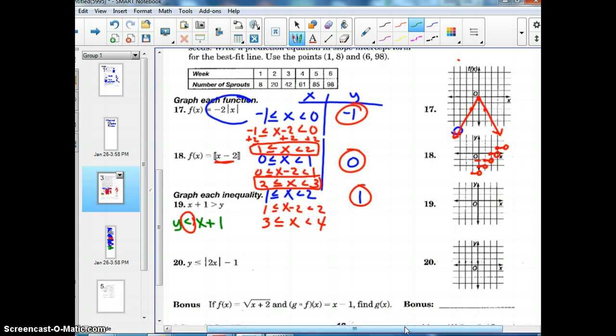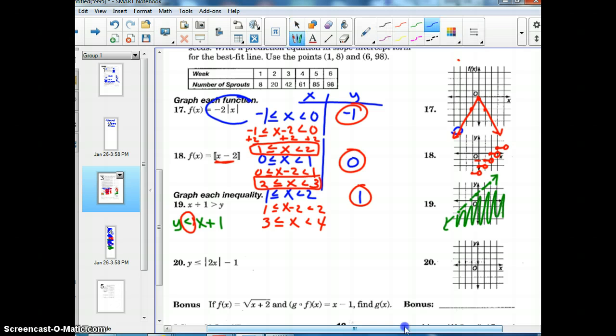I'm going to use slope-intercept, so find 1 on the y-axis, and the slope of 1 is up 1 and to the right 1. And I'll just fill in some points. And then I want a dashed line. And this one says y is less than. Less than means to shade below.